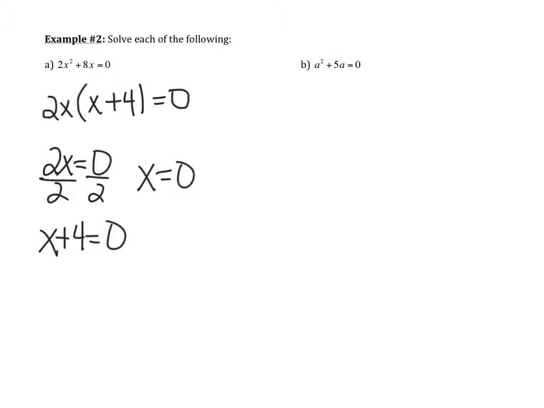So then I would do 0 times, well here, 0 plus 4 is 4. So 0 times 4 is 0. So there's our first answer.